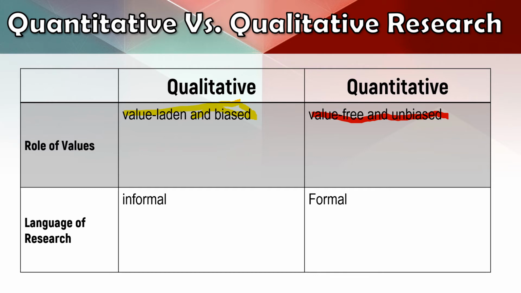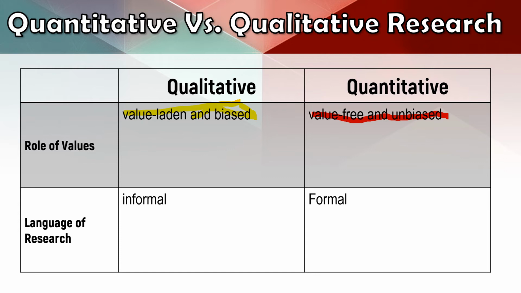Therefore, if it's value free, therefore it is unbiased. It is not biased. Because again, quantitative is objective. It's more of numbers and measuring data. Therefore, it is unbiased. Now, language of research.